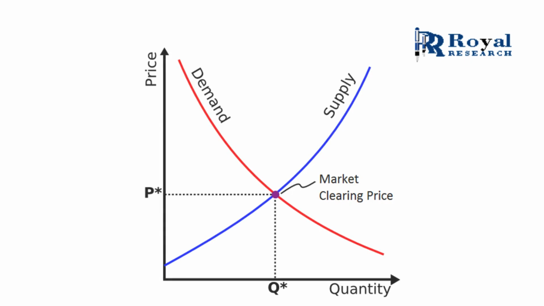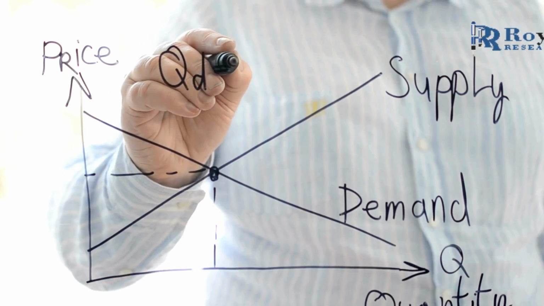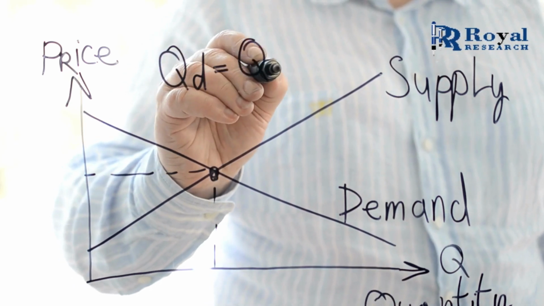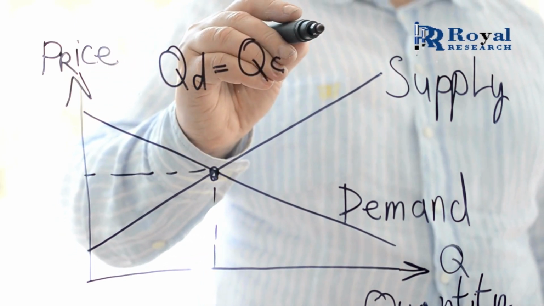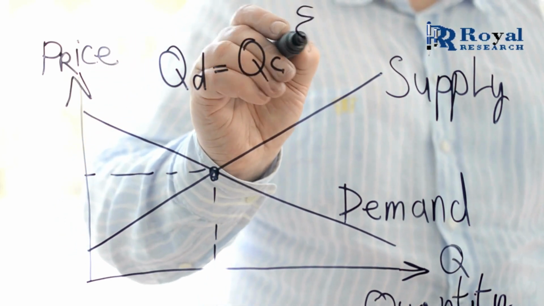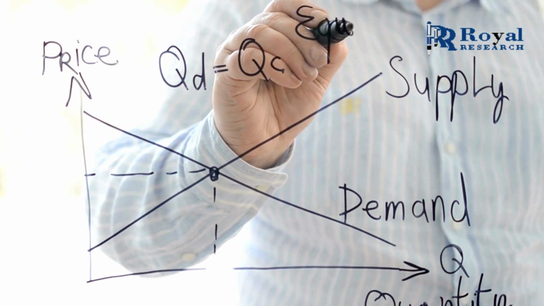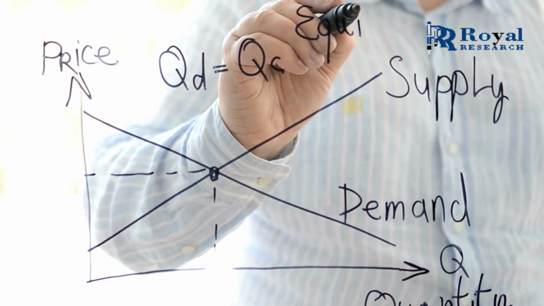The demand and supply curve is a fundamental concept in economics that helps us understand how prices are determined in a market. The demand curve shows the relationship between the price of a product or service and the quantity that consumers are willing and able to buy at that price.